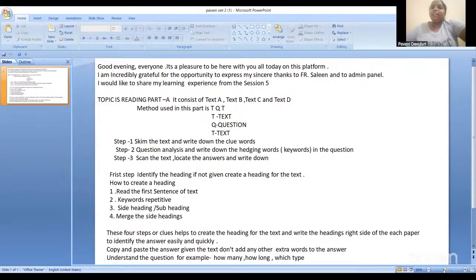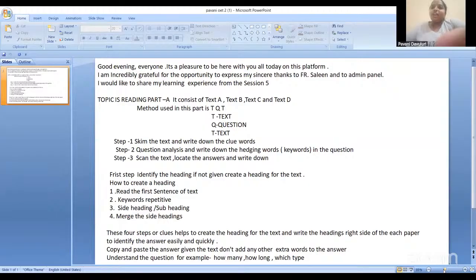First step, identify the headings. If not given, we have to create the heading. How to create a heading? Read the first sentence of the text, note repetitive keywords, side headings and subheadings, and merge the side headings. These 4 clues help us to create a heading. When we create the heading for each text, we write it on the right side of the paper on each page so that we can find the answer quickly and easily.